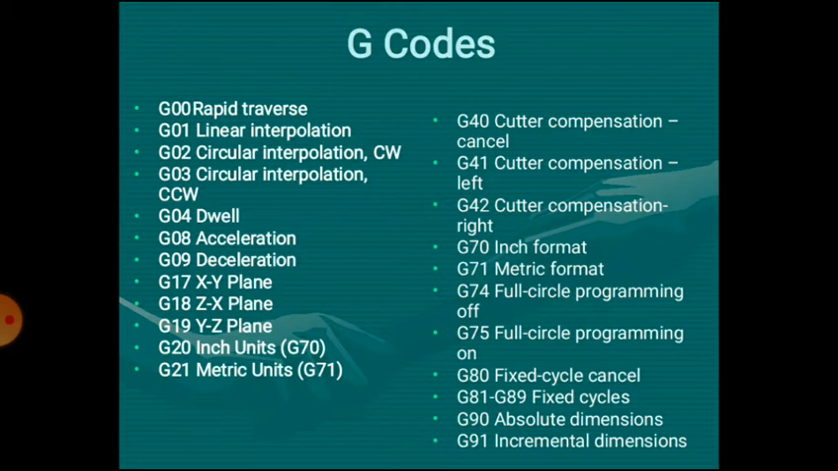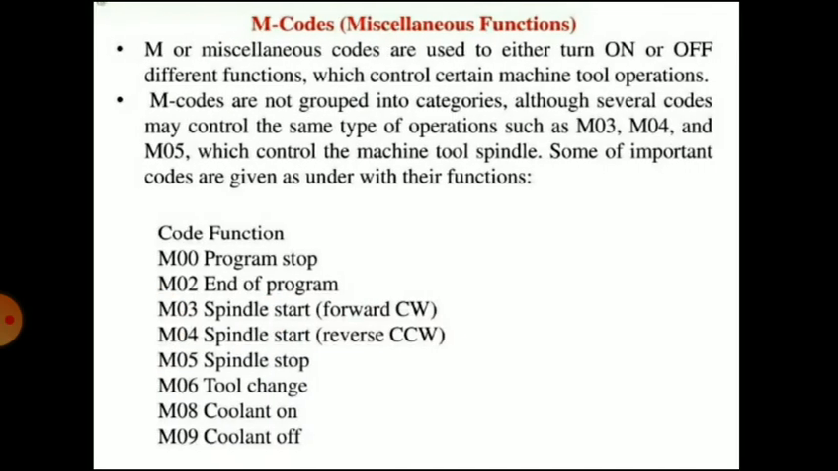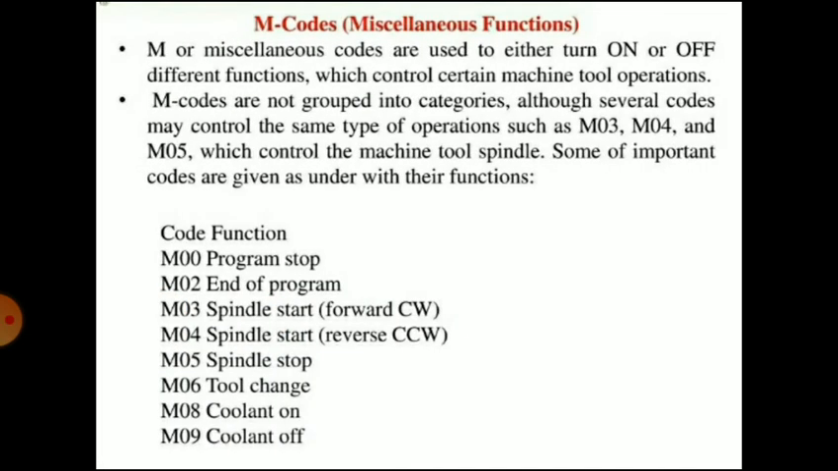Then G40, 41, 42, that is a compensation, cutter compensation. Then G90, last one, that is G90, that is absolute dimensions, and G91, that is incremental dimensions. Then M codes, that is miscellaneous functions. M or miscellaneous codes are used to either turn on or off different functions which control certain machine tool operations.